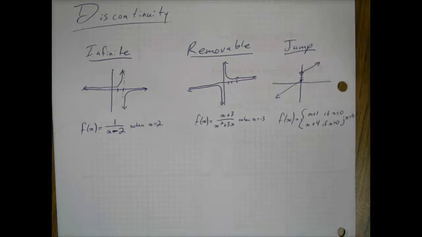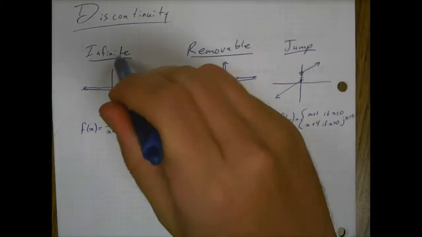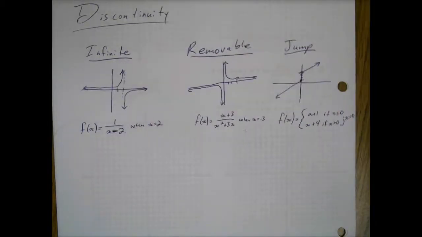Remember, that just means that they have a break in the graph somewhere. And that just means they're discontinuous. I don't know what else to say. But there are three types of discontinuity that we are going to talk about.